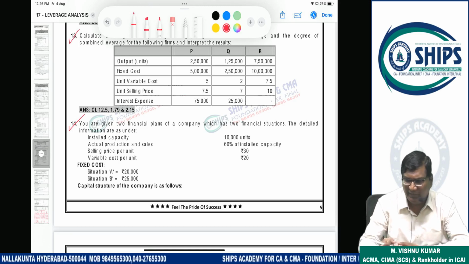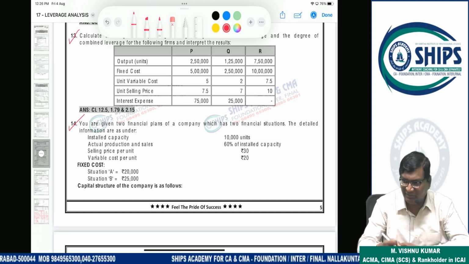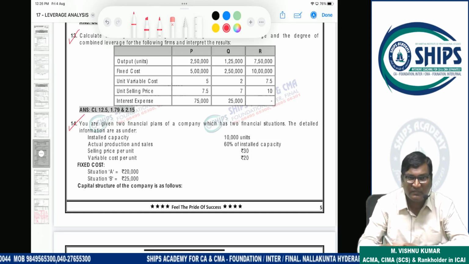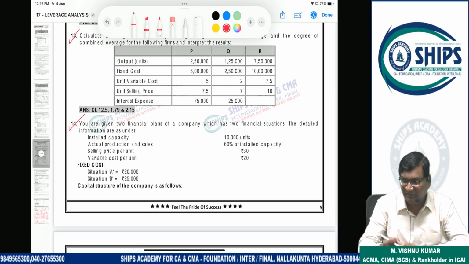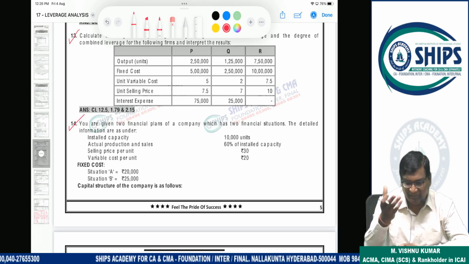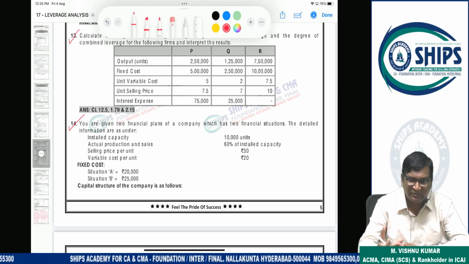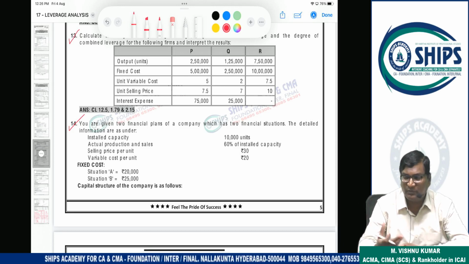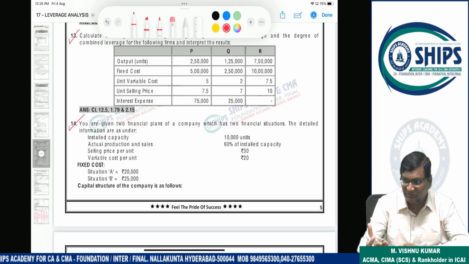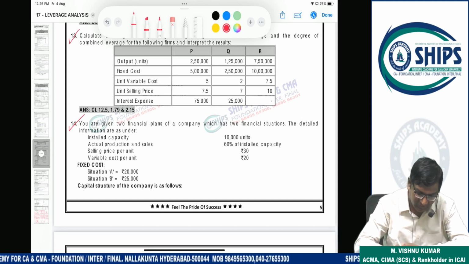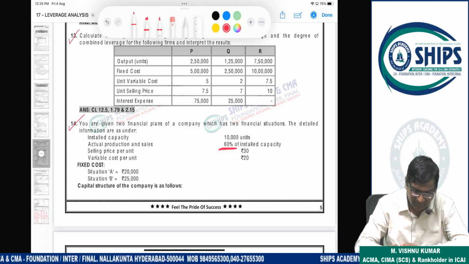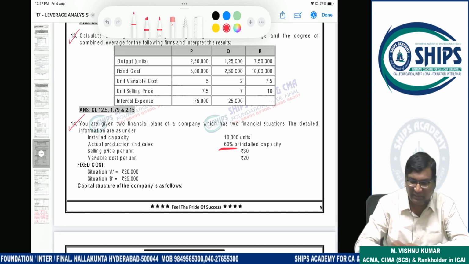Like you purchase one Android phone, 128 GB, you will not use complete 128 GB. Yeah? 128 GB is installed capacity. According to your requirement, you use. Right? So here also same, company's installed capacity is 10,000. But according to demand, they will produce. So right now demand is 60% only. How much? 60. So they are producing 60% of installed capacity.